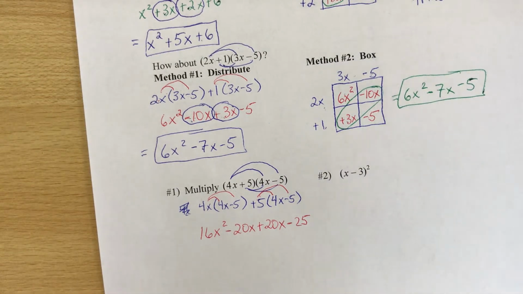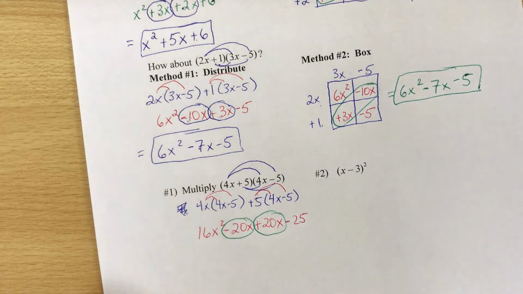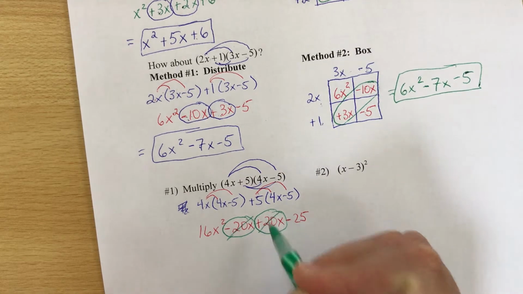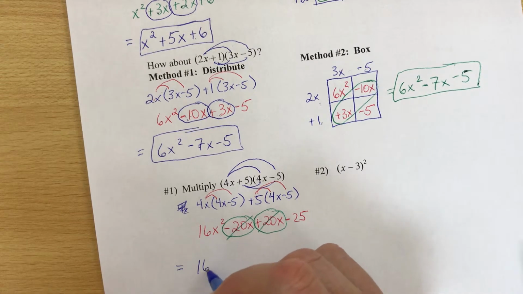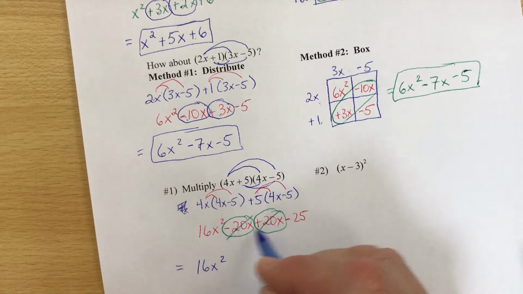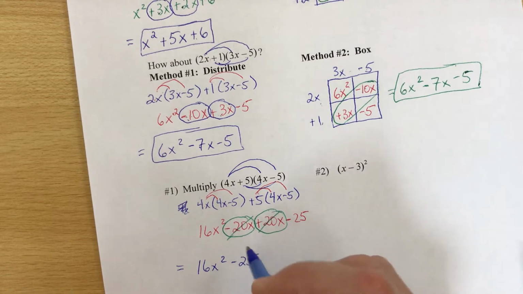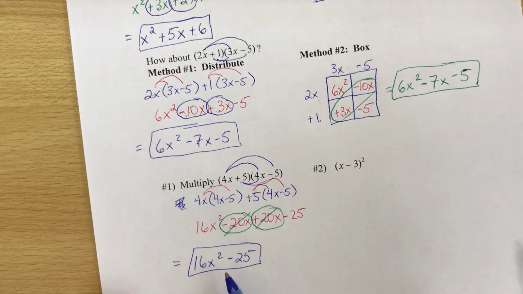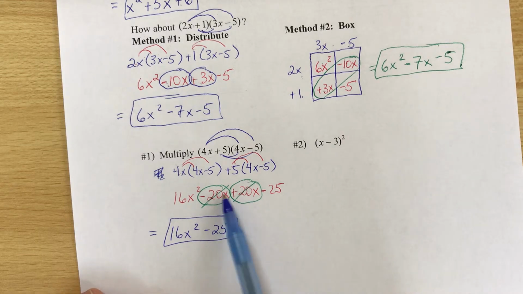Now here's the interesting thing. Negative 20x and positive 20x, those are like terms, but when you add those up, they're opposites. Opposites add up to 0. So what we get here for our final answer is 16x squared, 0x, we're not even going to write that, minus 25. So this time we end up with a binomial here. All right, which is possible, that's fine. That's kind of interesting that the middle terms canceled each other out. They added up to 0.